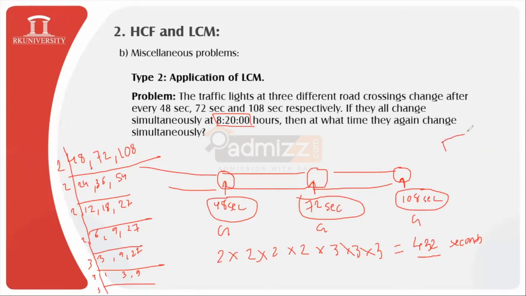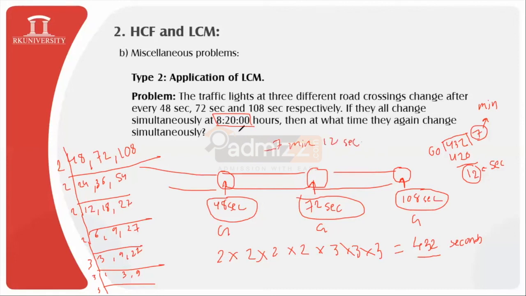So 432 is divided by 60. Why 60? Because 1 minute is equal to 60 seconds. So 60 into 7 is 420. You simplify it and you obtain 12 as the remainder. Here the value of the quotient gives you the time duration in minutes, and the remainder indicates the time duration in seconds. So the final answer after the division is 7 minutes 12 seconds.